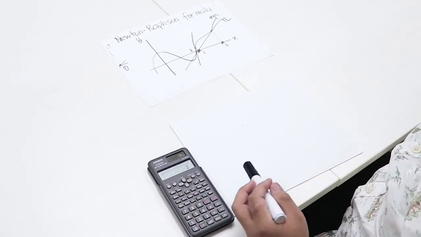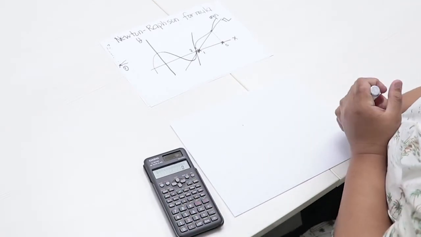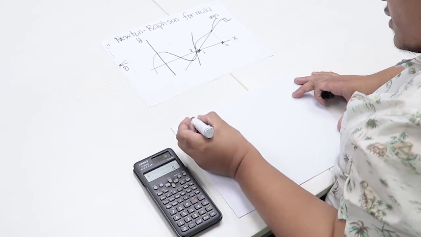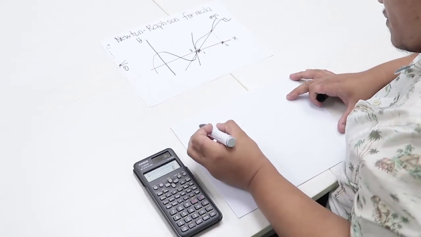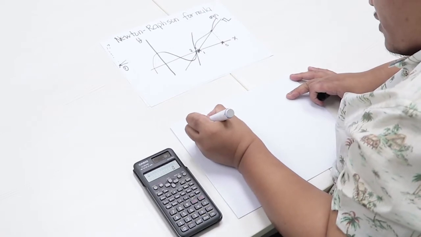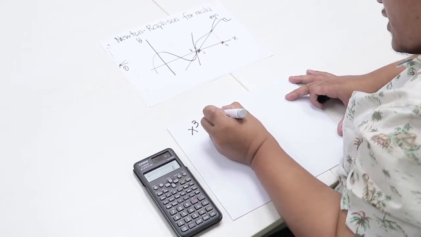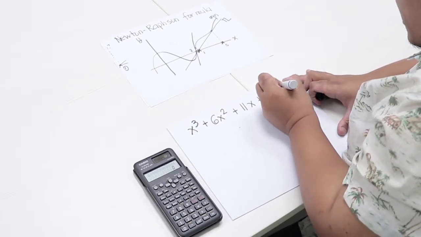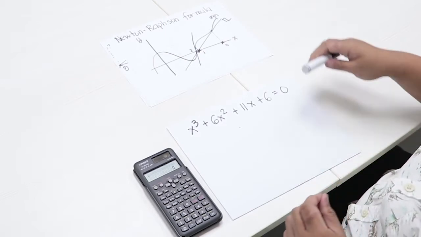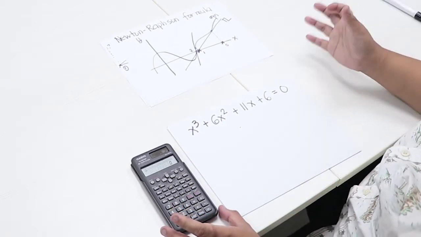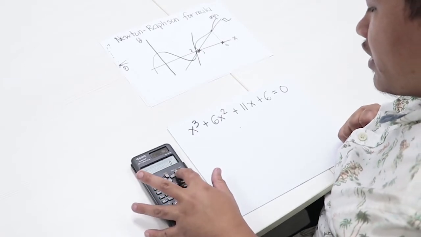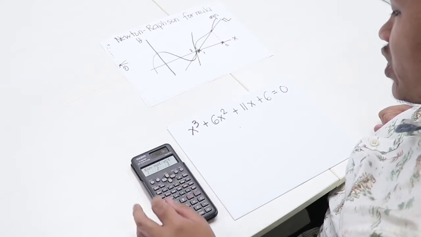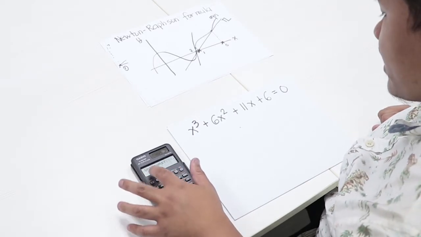So let's show it with an example. For example, a sample: x cubed plus 6x squared plus 11x plus 6 equals 0. So let's solve this equation for all the roots. Again, press mode. Go to equation, which is 1. We don't need that yet.